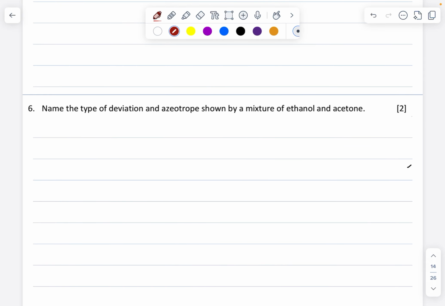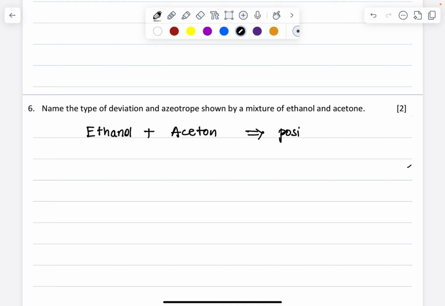Name the deviation in an azeotrope shown by a mixture of ethanol and acetone. Okay, so ethanol and acetone. Ethanol plus acetone shows positive deviation.